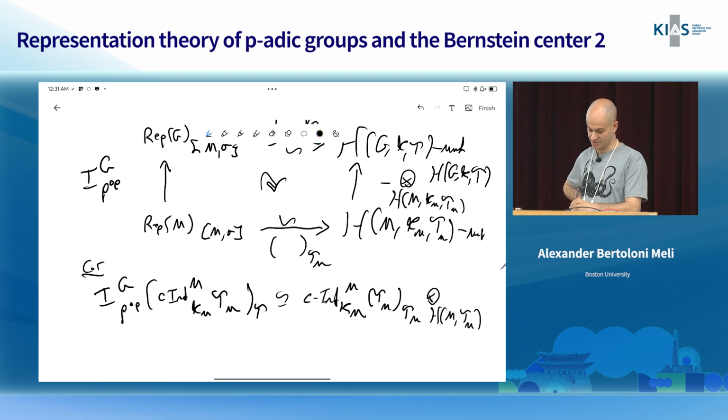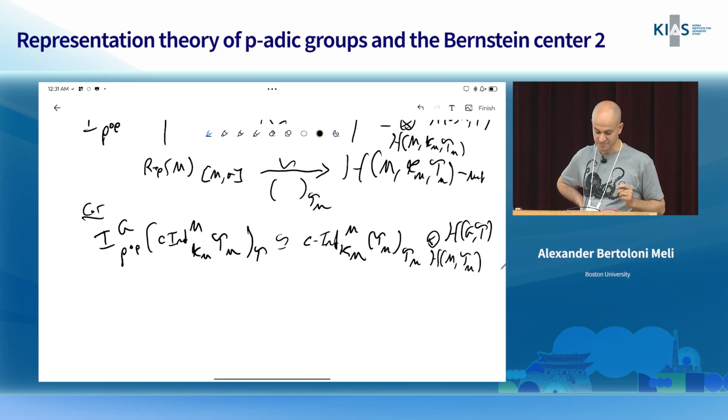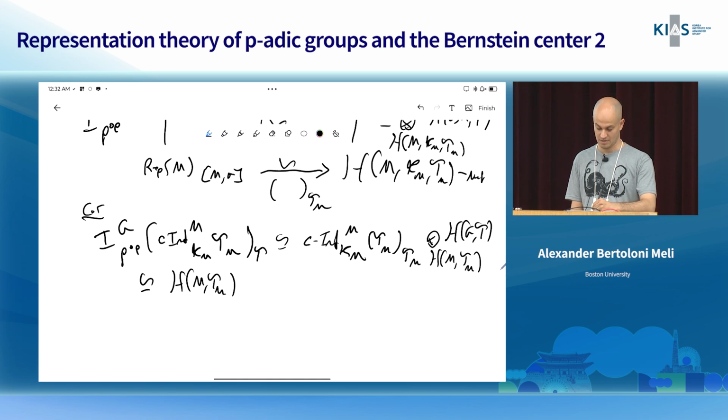So I'm slightly compressing the notation here. But the way this equivalence is set up is that this representation itself goes to exactly this twisted Hecke algebra. So this is the same thing as H_M tau_M tensor over H_M tau_M of H_G tau. And this is just H_G tau.